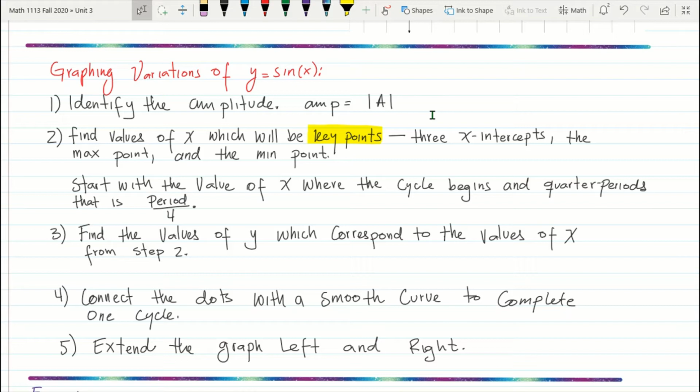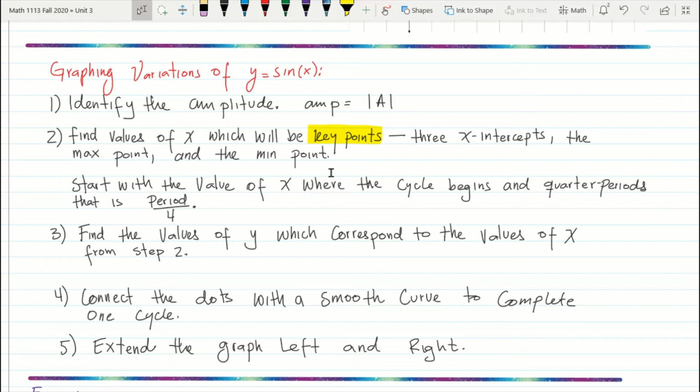Then you want to find some values of x, which we're going to call key points. In the case of sine, there are going to be 3 x-intercepts, a max point, and a min point. Once you have those key points, it's very easy to graph the function. In terms of cosine, you're going to have 2 intercepts, and either 2 max points and 1 min, or if it's flipped around, 2 minimum points and 1 maximum.